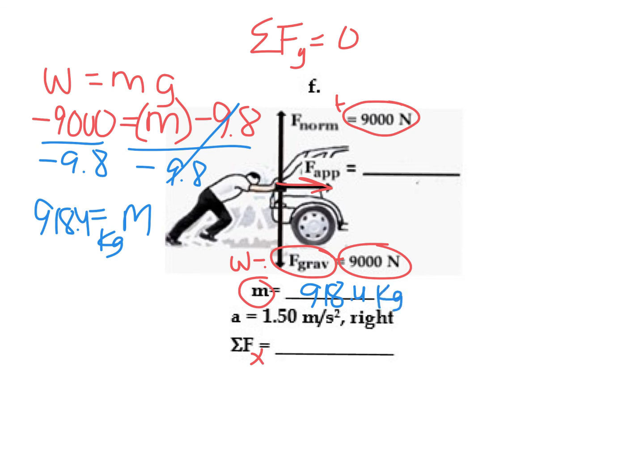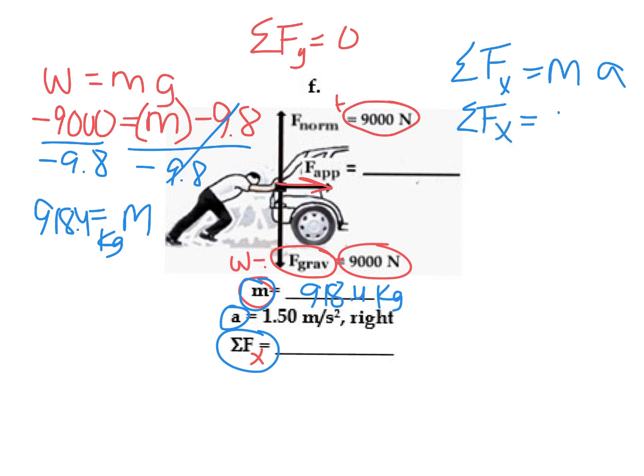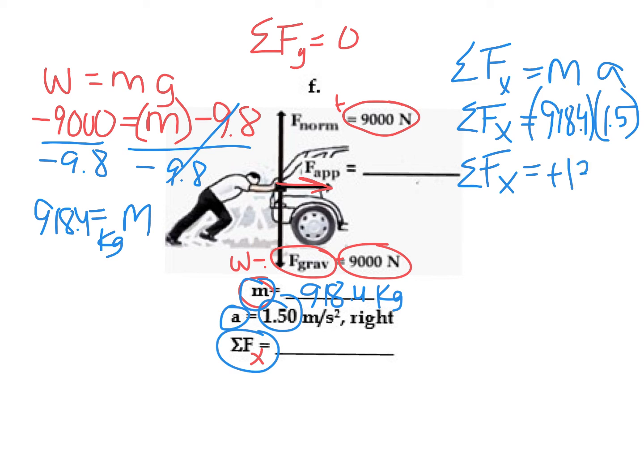Now that I have mass and acceleration, can I solve for net force? You betcha. The net force in the x direction, that's the horizontal plane, F equals ma. So let's solve for net force. My mass is 918.4 kilograms, and my acceleration given to me is 1.5. Multiply those two together, and my overall net force is going to be positive, it's not negative, positive 1,377.6. That's a force, so it's newtons.